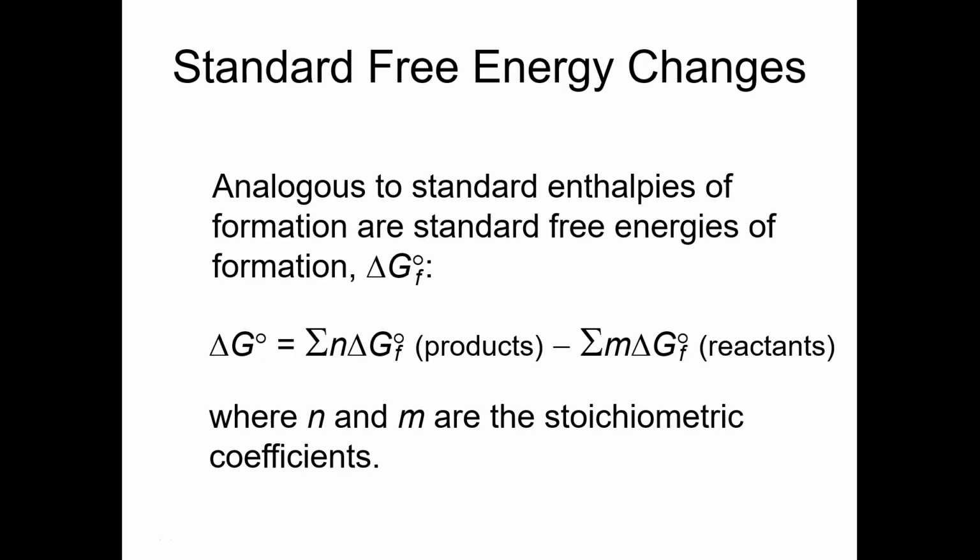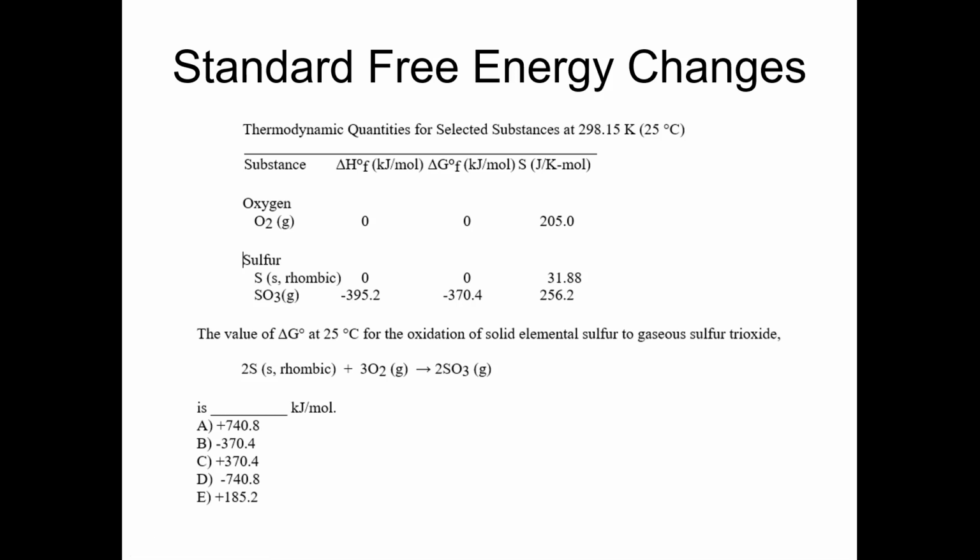Okay, because we have tabulated delta G standard free energies of formation in Appendix C, we can calculate the delta G of the reaction in the same way that we would calculate delta H or delta S from tabulated data. It's simply equal to the sum of the standard free energies of formation of the products multiplied by their coefficients minus the sum of the standard free energies of formation of the reactants multiplied by their coefficients. So here's a typical problem that you could get.